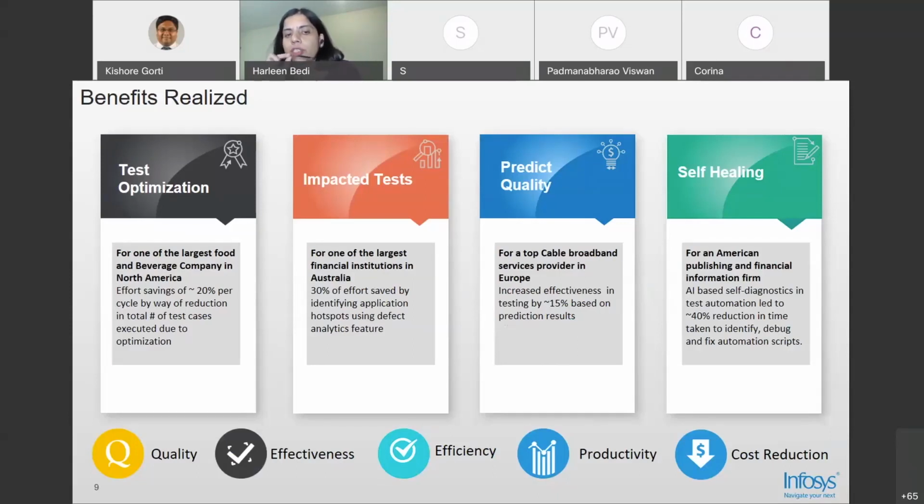Second is from a financial institute in Australia. Here what was used was the defect analytics feature, which was able to identify and pinpoint the exact application hotspots so that the testing could be focused. And as a result of that, we saw approximately 30% effort saving, because we were focusing on the right kind of testing and we were not just testing everything, right?